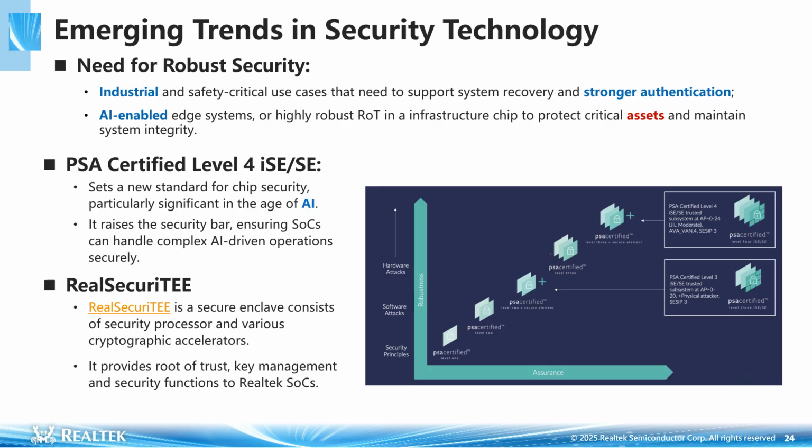Finally, we will discuss the emerging trends in security technology. First, it is essential to understand why robust security measures are crucial in the current technological environment, especially in industrial and safety-critical areas. In industrial applications, we need strong authentication to ensure the system's recovery capability and operational safety. In AI-driven edge systems, we rely on robust roots of trust embedded within infrastructure chips to safeguard critical assets.